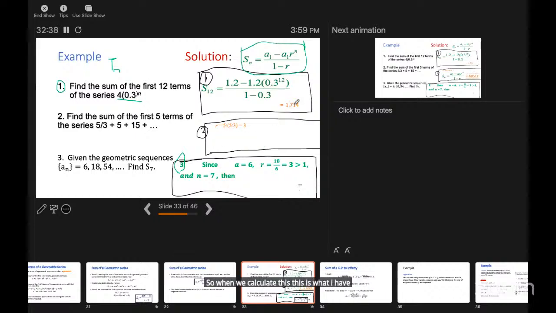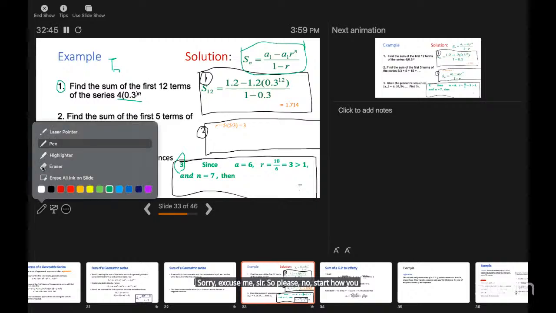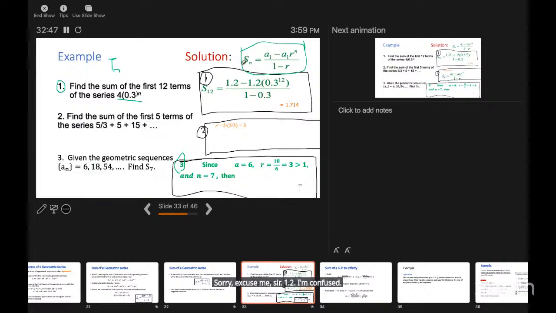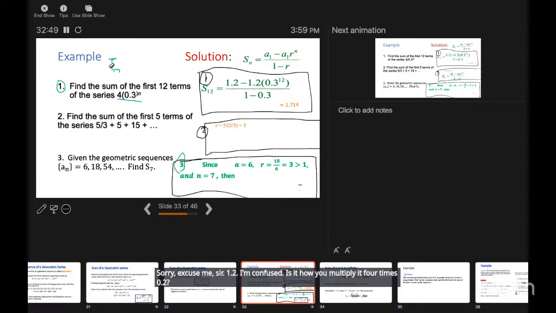Sir, excuse me, sir. Yes. Please, I don't understand how you got that 1.2. I'm confused. Is it that you multiplied 4 times 0.3? How do I get 1.2?